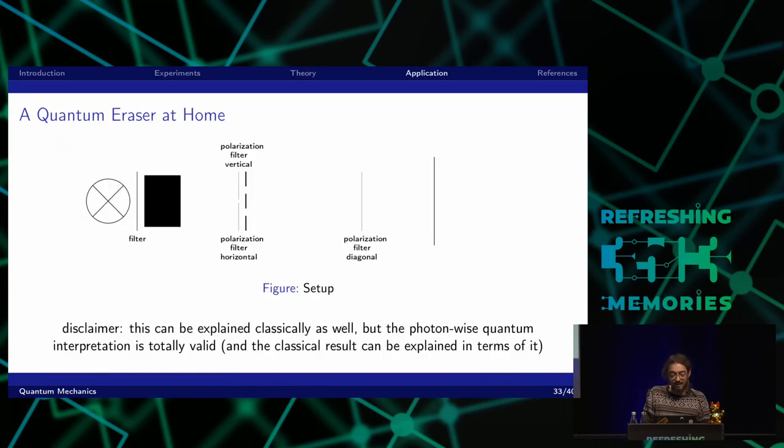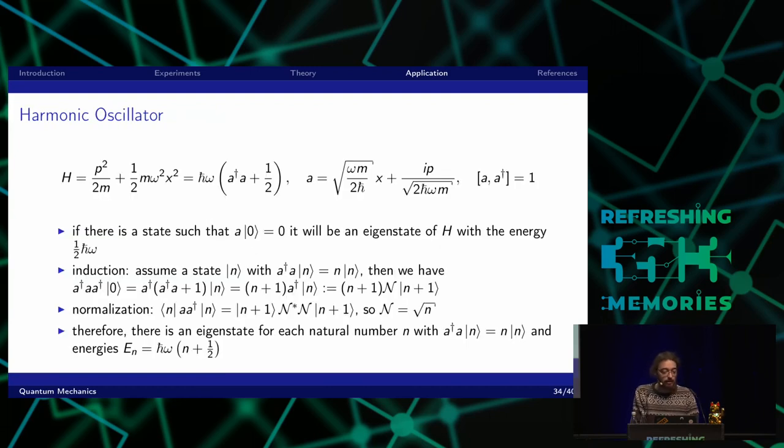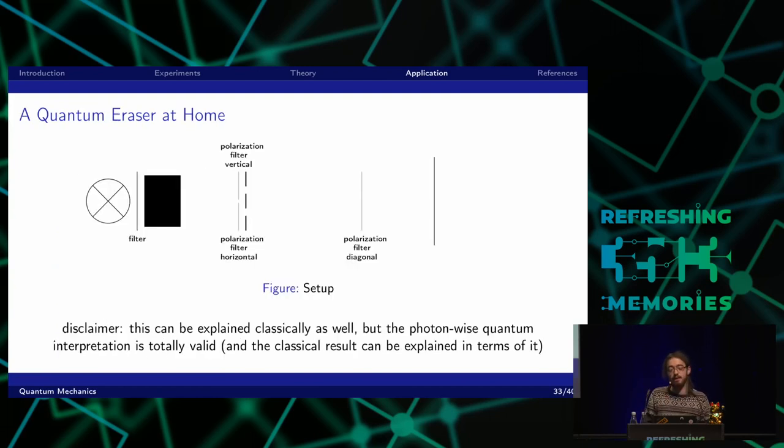Now for the applications, the first one is quite funny. There's a slide missing. Okay. The first one is a quantum eraser at home. Because if you encode the which-way information into a double slit experiment, you lose your interference pattern. And we do this by using a vertical and a horizontal polarization filter. And you know from classical physics, then it won't make an interference pattern. And if we then add a diagonal polarization filter, then the interference pattern will appear again.